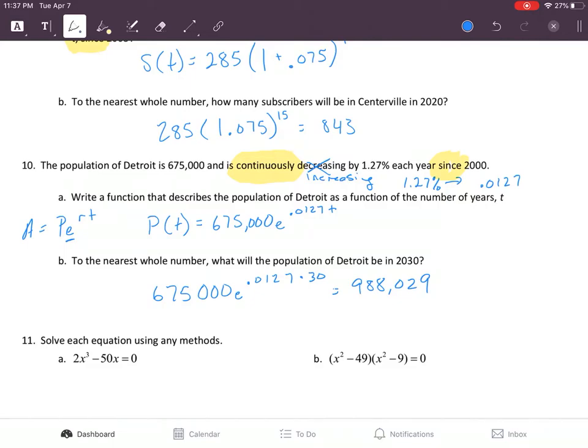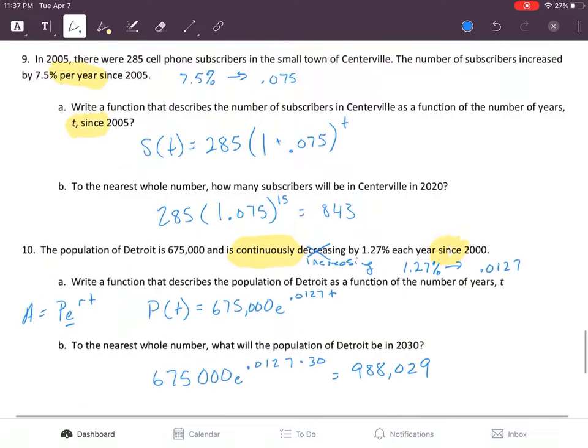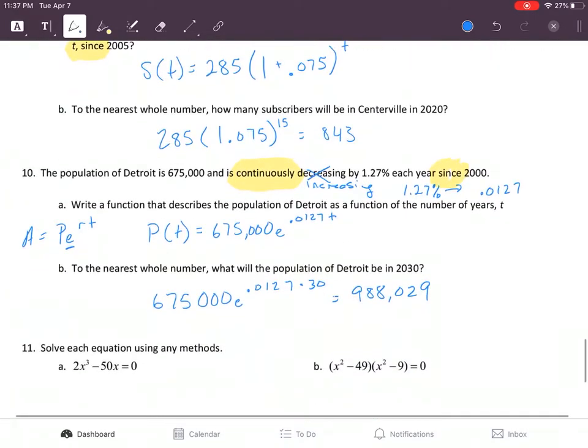And there you go. Another quick reminder: if it's continuous, you're going to use e. If it's not continuous, you're going to use the K values, whether it might be annual or monthly or weekly, whatever it is.